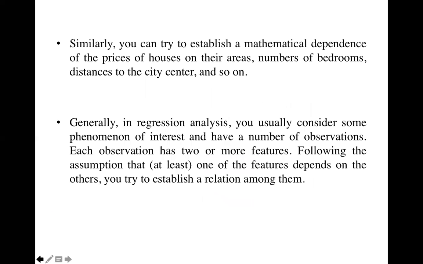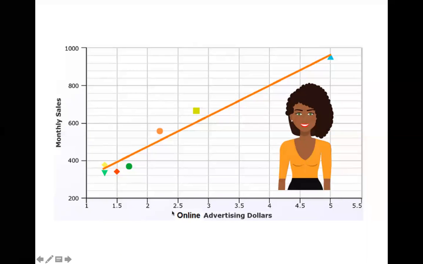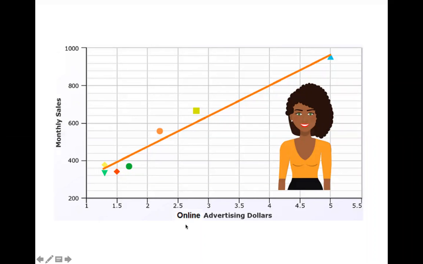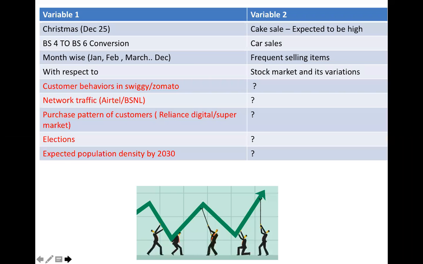For example, in this equation, this is the x value. This has influence over the y value, because only when you increase the online advertising, the monthly sales will get increased. Now we call it the independent variable, and this y-axis we call the dependent variable, because monthly sales always depends on the advertisement that you are doing. So x will always have a proper influence over y. So x we call an independent variable. As y is influenced, we call it the dependent variable.